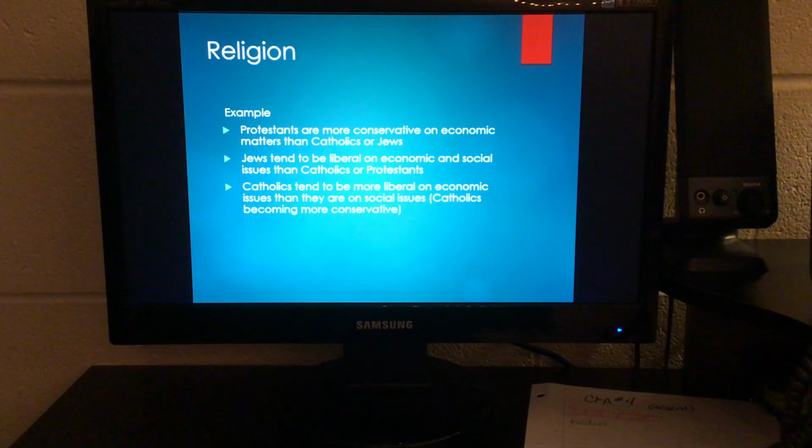Statistically, it even depends on what religion you practice. Whether you're Protestant or Jewish, Catholic, for example. Protestants tend to be more conservative on economic matters than Catholics or Jewish people. Okay? Jewish people tend to be liberal on economic and social issues, more so than Catholics and Protestants. So you can see here, I don't need to go through all of them, but even just whatever religion you are can socialize you differently.